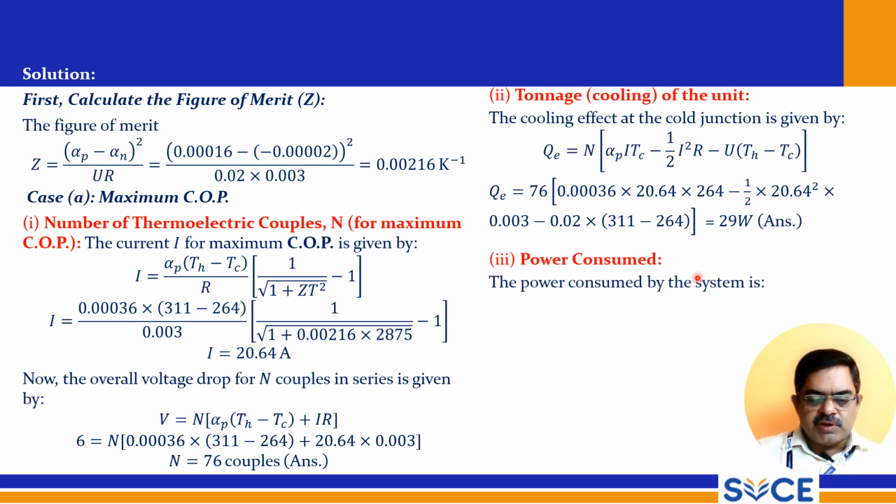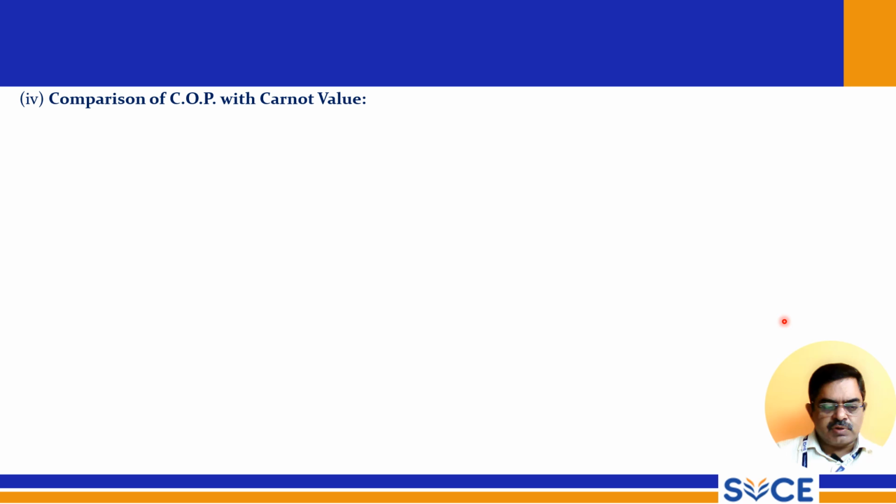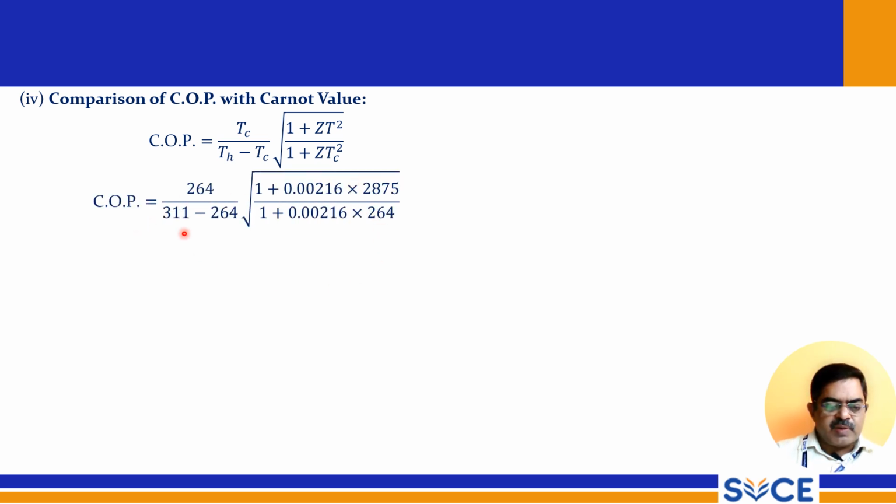The power consumed by the system is P equal to VI, that is equal to 6 into 20.64, which is 123.84 watts. Then comparison of COP with the Carnot value. We can compare this: TC by TH minus TC, root of 1 plus ZT square by 1 plus ZTC square, and by substituting all the values, we are getting COP equal to 0.2348.